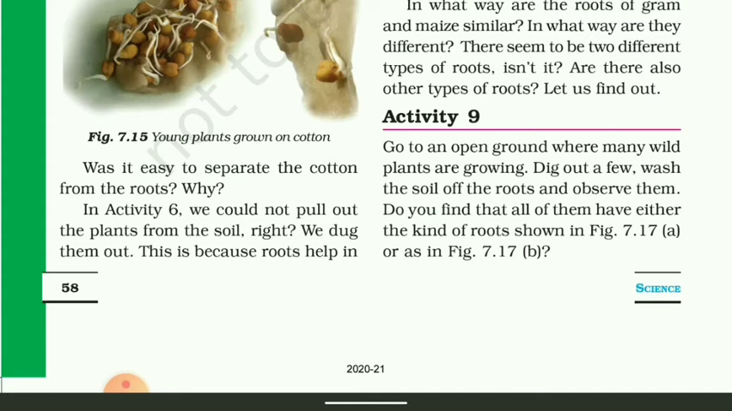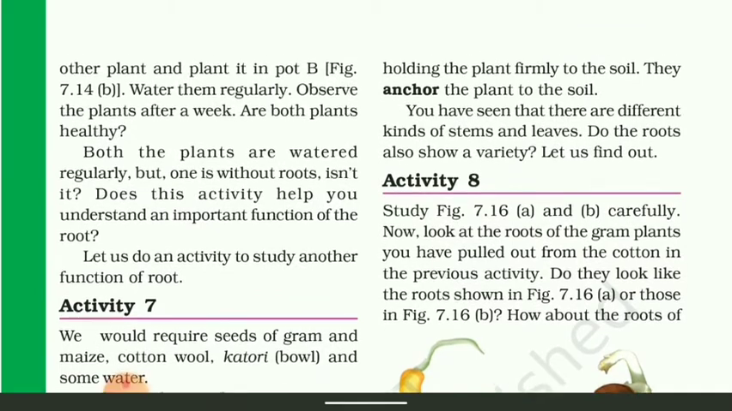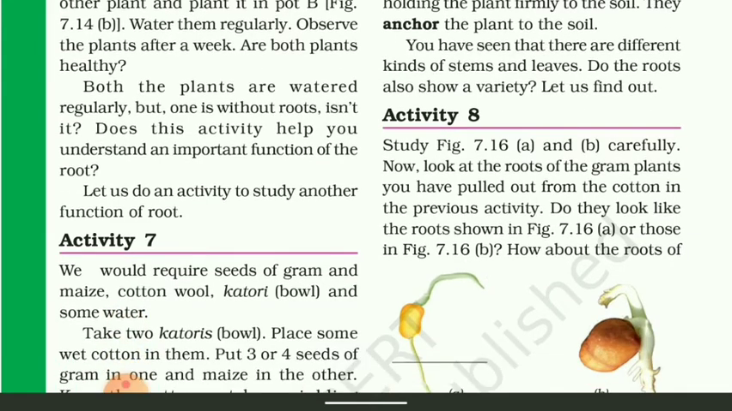In Activity 6, we could not pull out the plants from the soil, right? We dug them out. This is because roots help in holding the plant firmly to the soil. They anchor the plant to the soil. You have seen that there are different kinds of stems and leaves. Do the roots also show a variety?